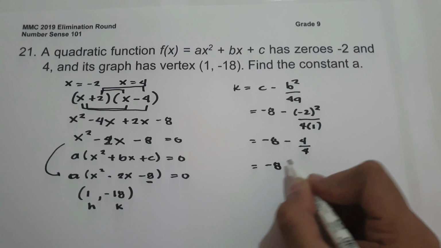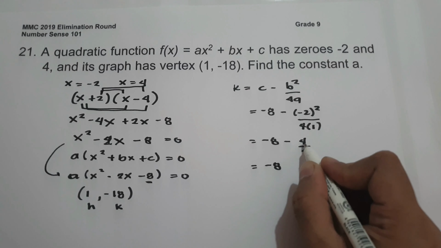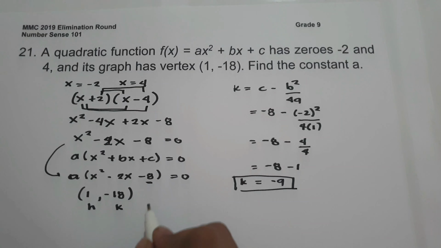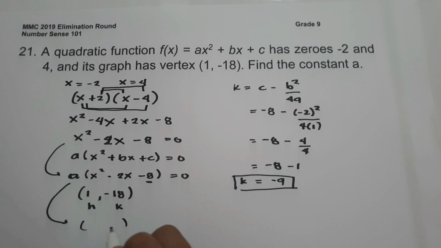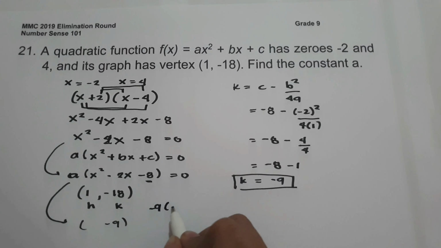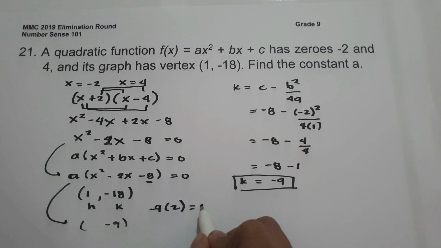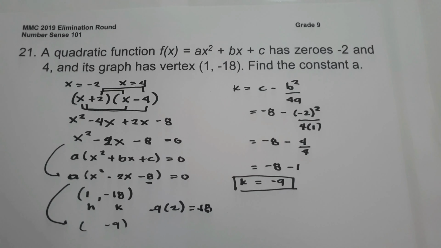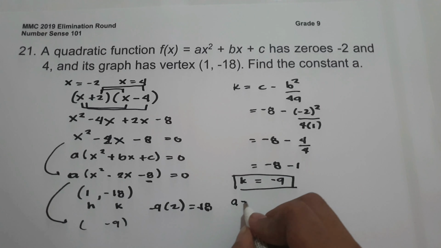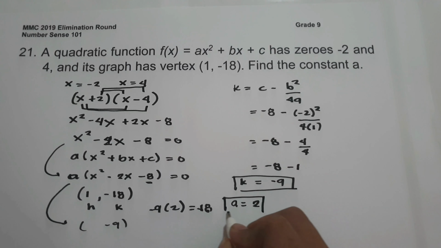Let us rewrite negative 8. Negative 4 divided by 4, that is negative 1. So the value of k here is negative 9. Now, since the value of k is negative 9, what must be the number that we are going to multiply in order for us to get negative 18? That is negative 9 multiplied by 2, that is negative 18. So therefore, the value of a is positive 2. So this will be our answer.